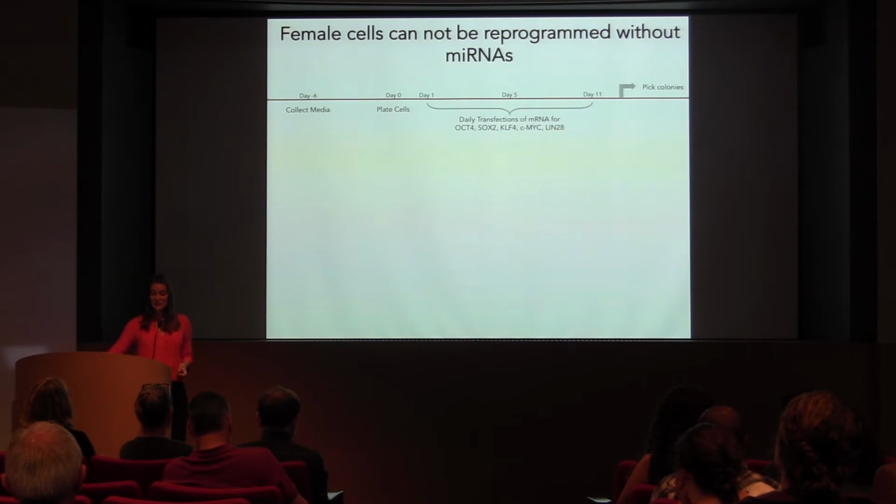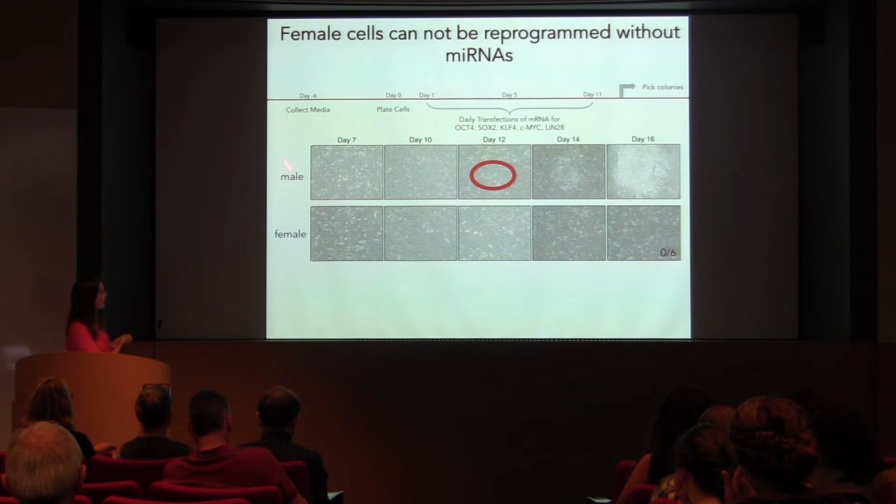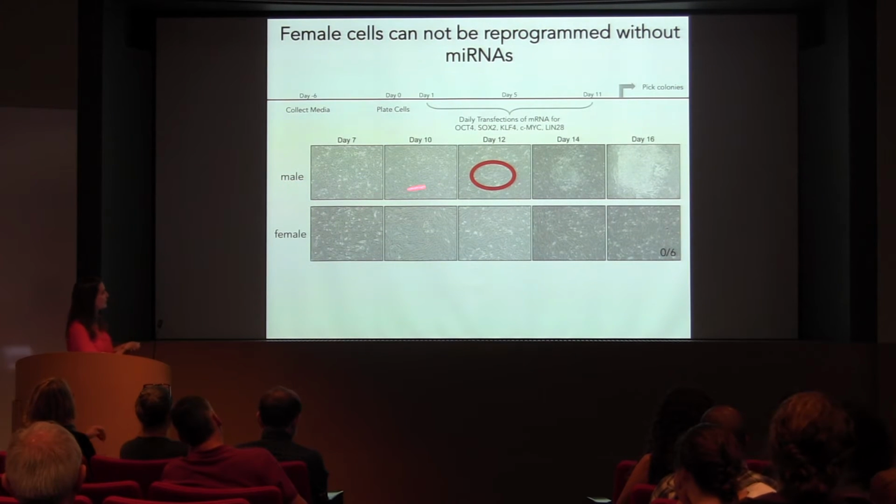And so what I did is I used both male and female fibroblasts to reprogram. And what I'm showing here is day 7 through day 16 of the reprogramming process. And so what I hope you can see in the male line is that on day 12, we start to see a very little colony coming up. And at least by the contrast, you should be able to see that something here on day 16 is growing. So we're able to get really robust colonies by day 16 using this protocol.